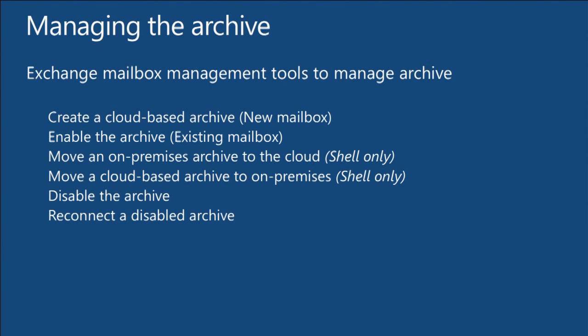Disable the archive. When you disable the archive, it's going to stay in the cloud for 30 days, and after that, we will purge it. So you have that window of 30 days to get any data back or reconnect the archive to the same user. Pretty much everything that you do is very similar to your primary mailboxes on-premises, and you're all using on-premises tools to manage this. So there's really no touching the cloud at all as far as management goes.